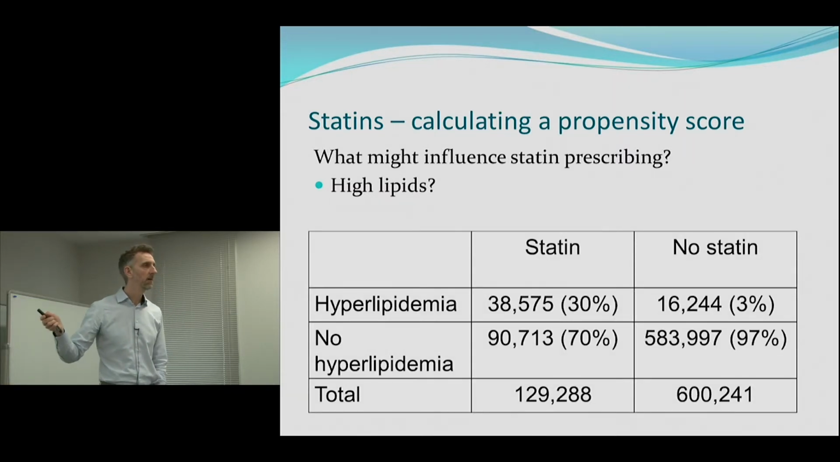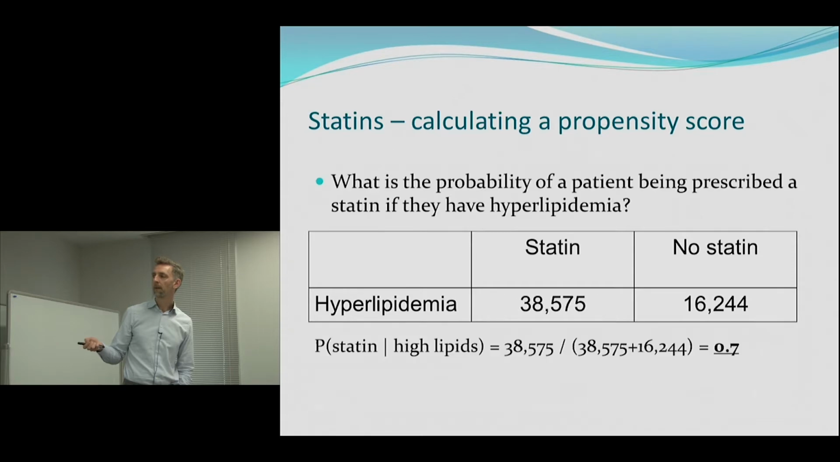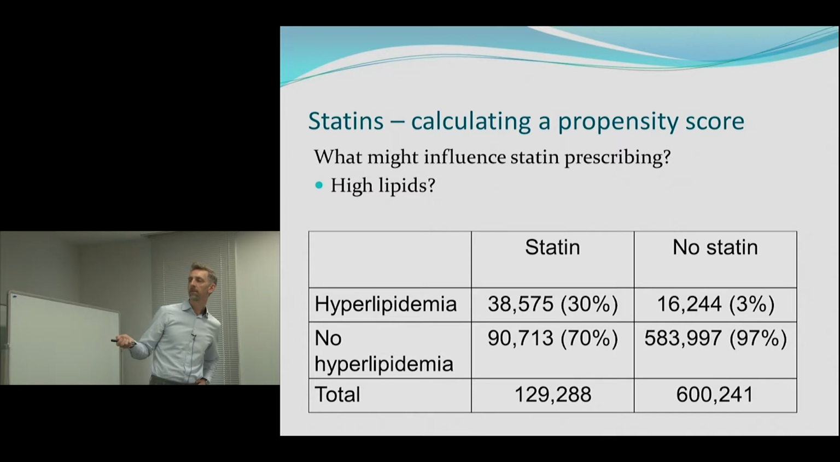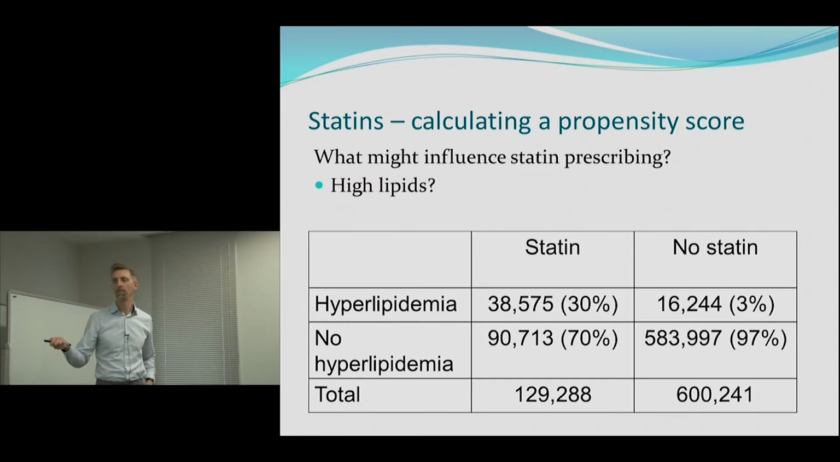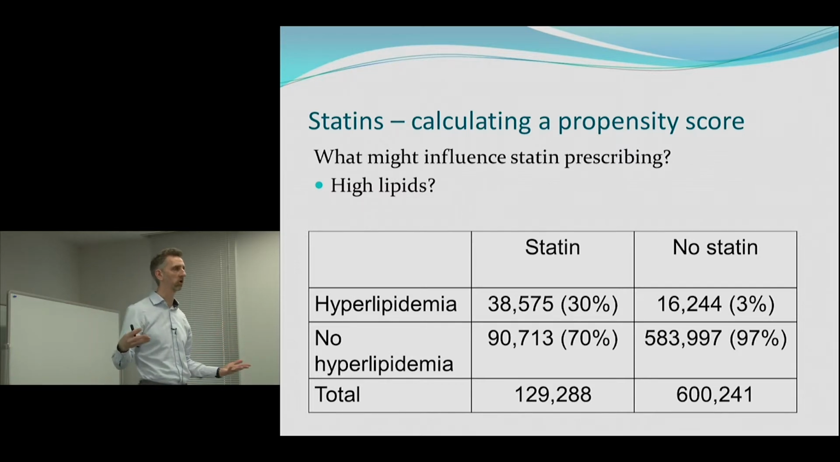So here's the data, and I've broken it down by, in the columns you've got statin users and non-users, and then in the rows you can see people who've got hyperlipidemia and people who've got no hyperlipidemia. Now, not surprisingly, amongst people who've got hyperlipidemia, 30% among statin users have high lipids. Amongst non-users, only 3% have high lipids. So that intuitively makes sense, yeah? That's how we would expect the data to look.